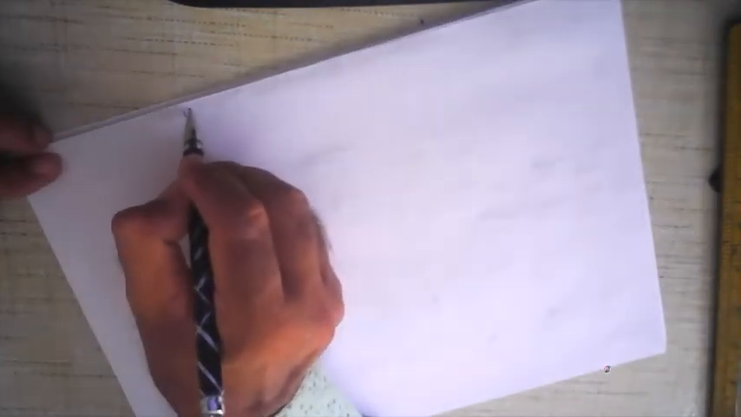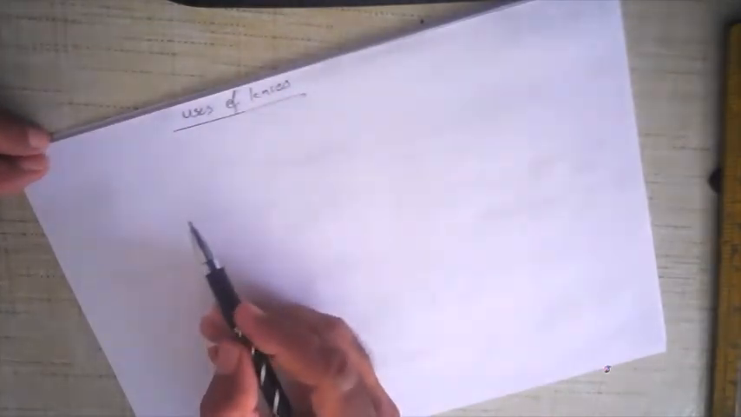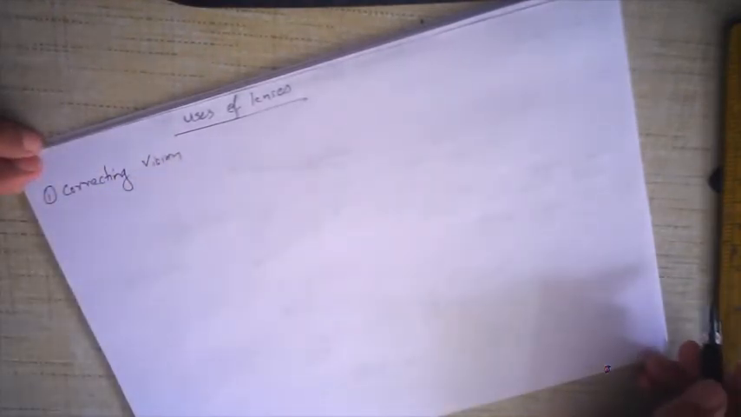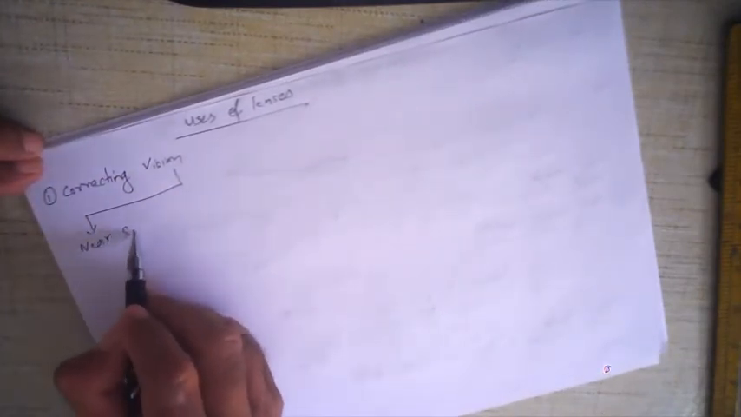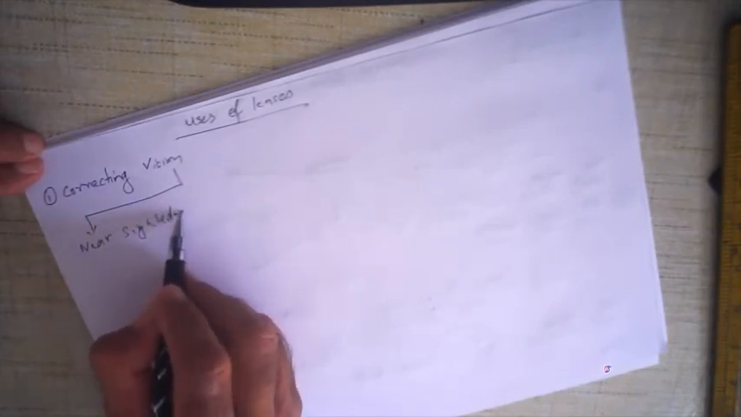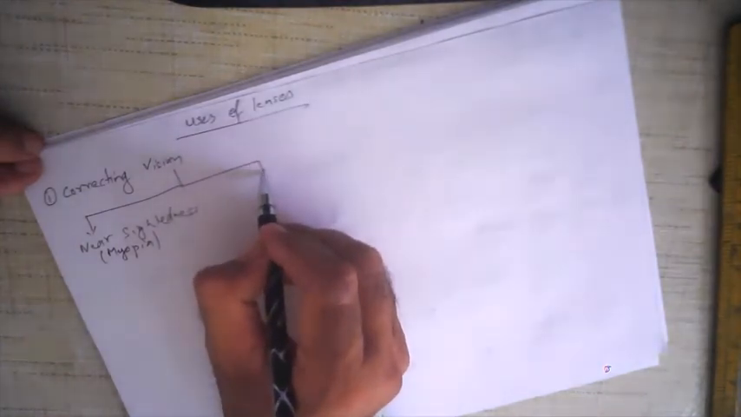All right. Now, lenses. We know that lenses have their own uses. Uses of lenses. The most important use of lenses is in correcting vision. You see, there are two types of problems which you will study in the next chapter, vision problems. One is nearsightedness. Nearsightedness in scientific language is called myopia. And the other one is farsightedness.